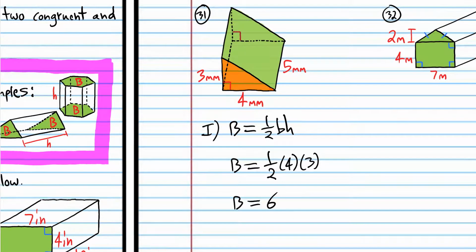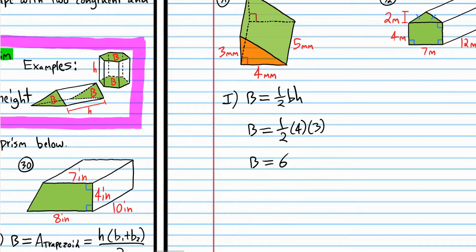Again, I'm looking at this orange triangle. This I'm considering to be the base, and this I'm considering to be the height. All right, step 2. Now we're going to find the volume. The volume is base area times height. The base area is 6, and the height is 5.